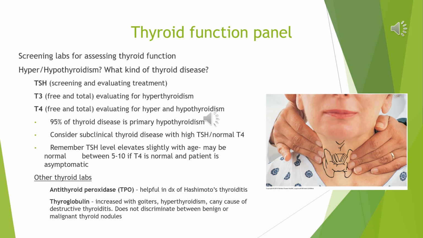If the TSH is normal, but the patient has convincing symptoms of hypothyroidism, then you can repeat the TSH and a free T4 to assess for possible secondary causes or central hypothyroidism. Central hypothyroidism can occur with pituitary or hypothalamic disease.